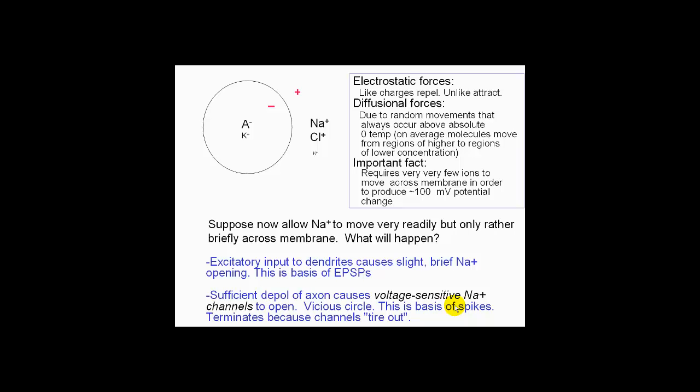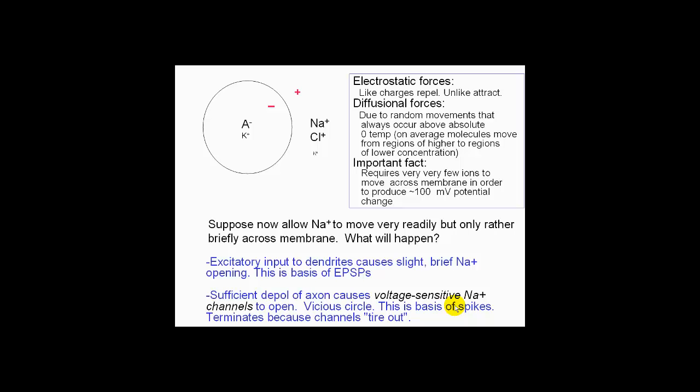Okay, well, what I said: excitatory input to dendrites, the excitatory transmitter causes a slight but brief sodium opening, and this is the basis for EPSP. So that's what I just said. Okay, now there's another rule. It turns out there's another thing that can open up sodium channels. They're actually a slightly different kind of sodium channels, but they're sodium channels.